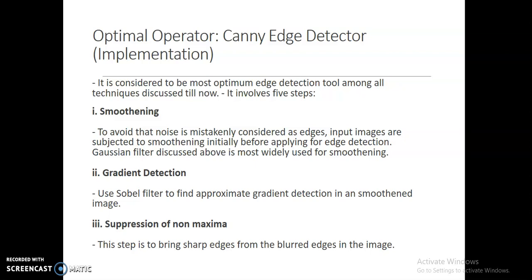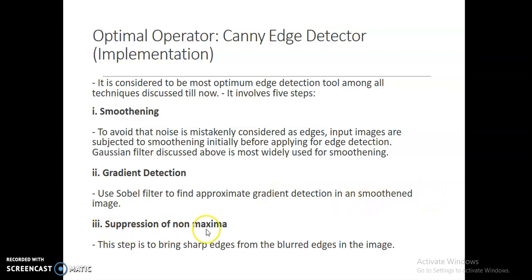In Canny edge detector, there are 5 steps. It is the most optimum edge detection tool among all the techniques that we discussed till now. The first step is smoothing. To avoid noise being mistakenly considered as edges, input images are subjected to smoothing before edge detection. So we apply a Gaussian filter on the input image for smoothing, and then we apply gradient detection like Sobel operator to find the approximate gradient on that smoothened image.